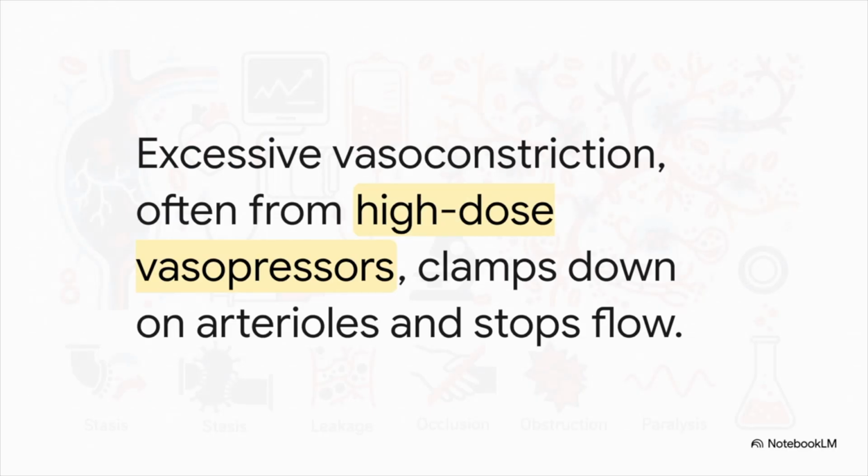Then we have O for occlusion. This one is often our fault. In our rush to get the blood pressure up, we can crank the vasopressors so high that they paradoxically clamp down on the arterioles and just choke off blood flow to the tissues we're trying to save.